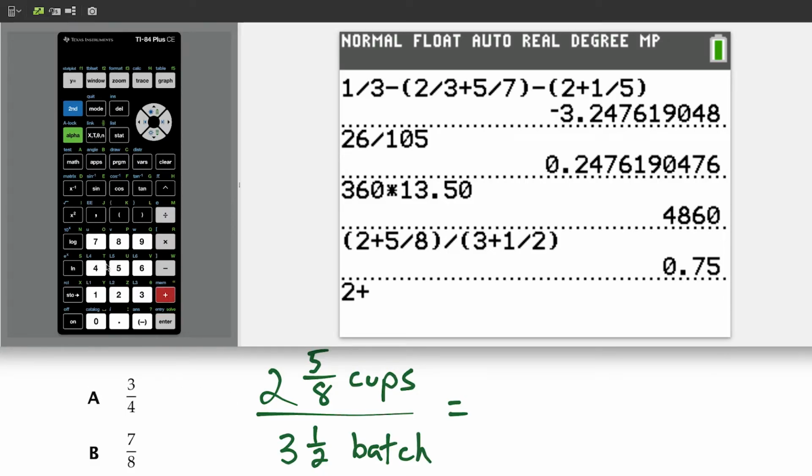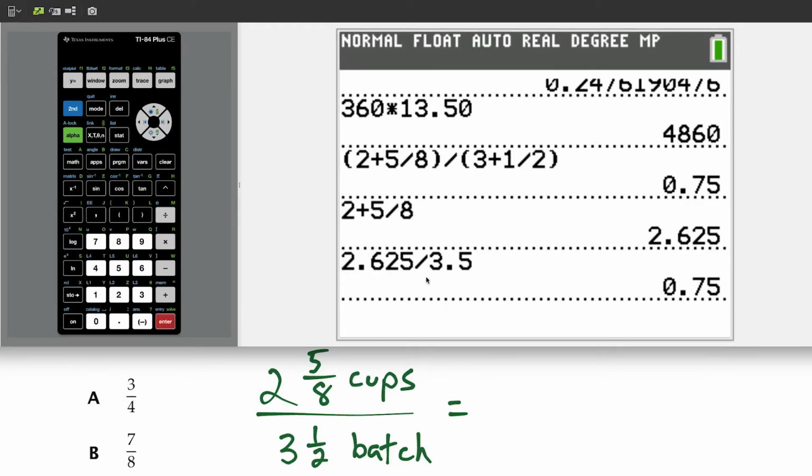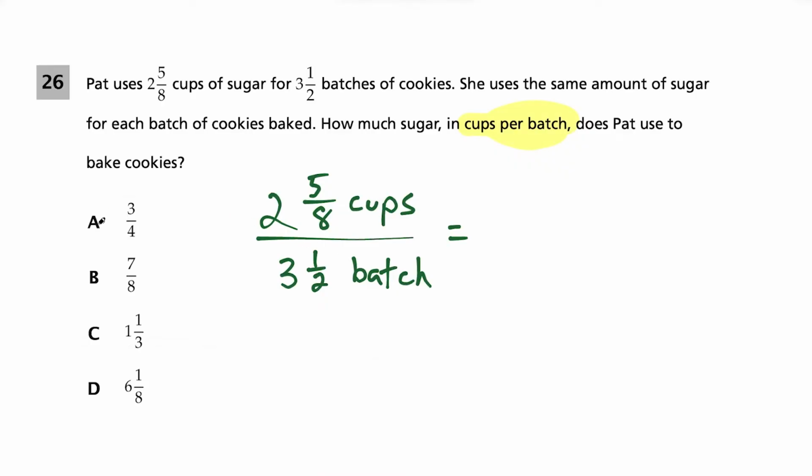You could do 2 plus 5 over 8. So let's write here 2 plus 5 over 8. And we get this decimal here. And we could just divide 2.625 by 3.5. And this will also give us 0.75. Either way, we're getting choice A. So this is going to work out to choice A.